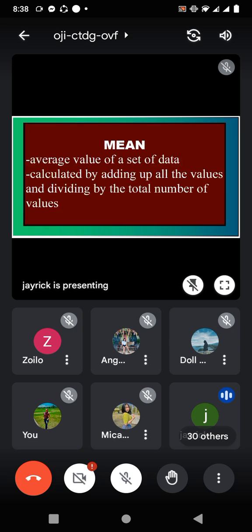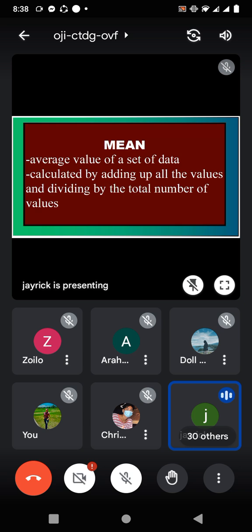Okay, can you now see the projected screen? Nakita nyo ba yung projected screen? Yes, sir. Okay. I'm just checking if you're following the whole story of this topic.